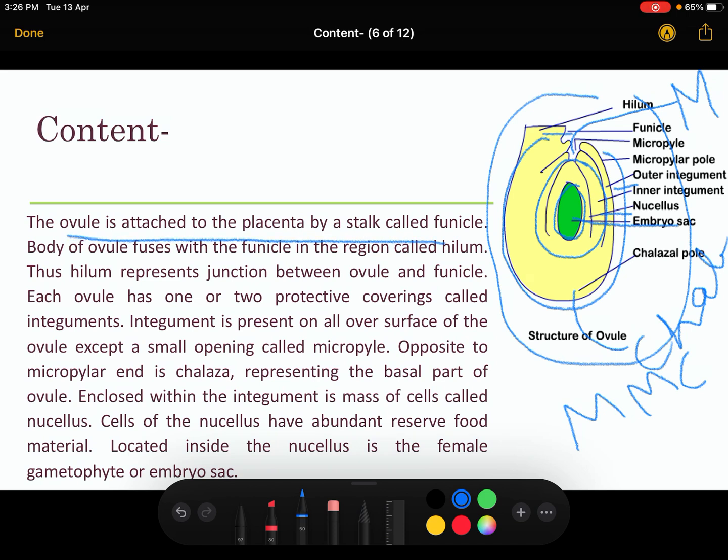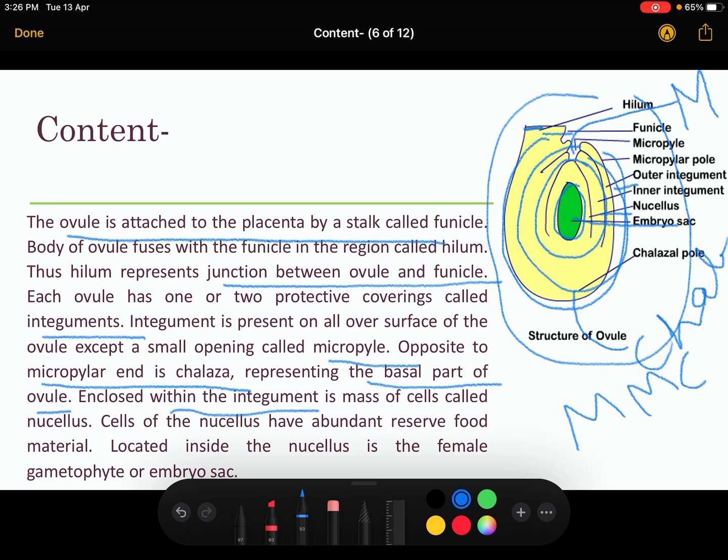This is the funicle, the stalk. The body of the ovule fuses with the funicle in the region called the hilum. Thus, the hilum represents the junction between the ovule and the funicle. Each ovule has one or two protective coverings called integuments. The integument is present all over the surface of the ovule except a small opening called the micropyle. Opposite to the micropylar end is the chalaza, representing the basal part of the ovule.